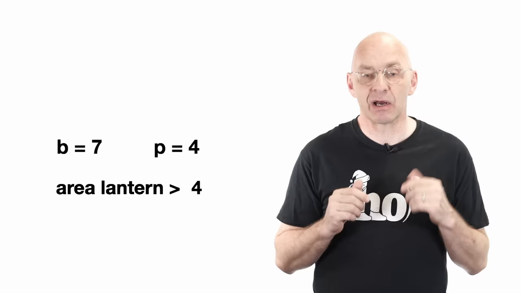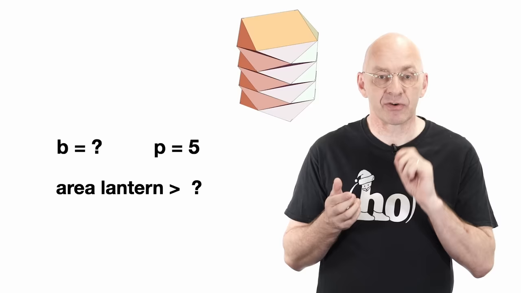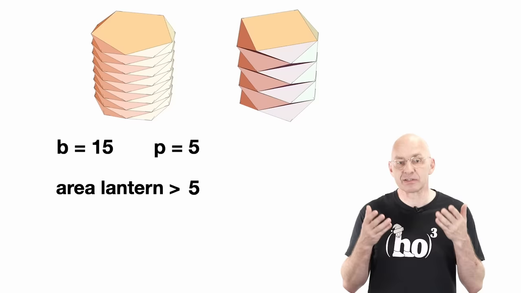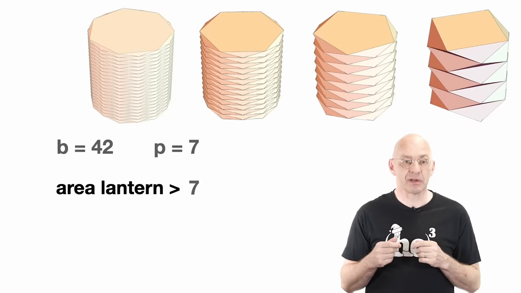The next lantern has 5 points. What's the B this time around? Well, we choose B to be the smallest number of bands such that the lantern has area greater than 5. This special number happens to be 15. And so on. So the next P is 6. We also want to have the area greater than 6, and the special number of bands that does this is 26. And then P is equal to 7, and so on.